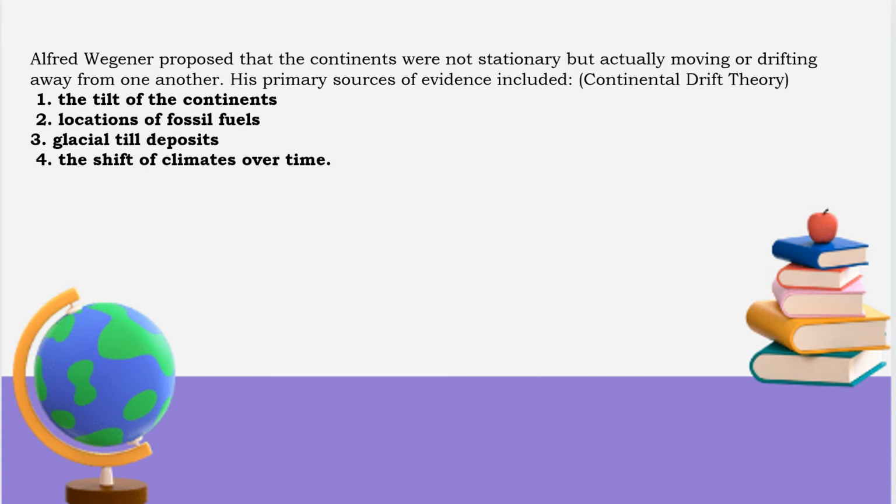Next, we have the evidences that support the plate movement. As we discussed a while ago, Alfred Wegener proposed that the continents were not stationary, but actually moving or drifting away from one another. So, his primary sources of evidence included, number one, the tilt of the continents. Ito daw po yung mga support or ebidensya niya in his continental drift theory. So, we have the tilt of the continents, locations of fossil fuels, the glacial till deposits, the shift of climates over time.